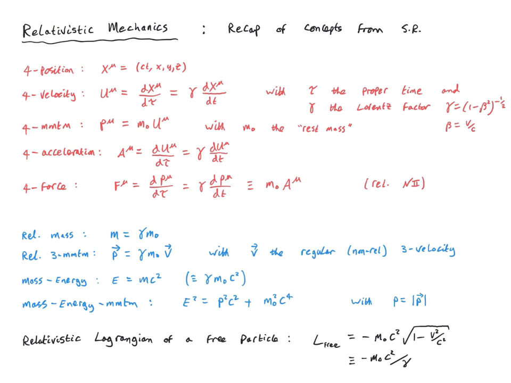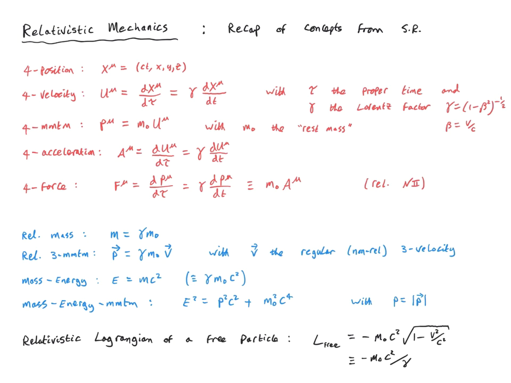We have Einstein's mass-energy relation. This tells us that E is equal to mc squared, but notice here that the m is the relativistic mass, it's gamma m0 c squared. And going further, we have the mass-energy-momentum relation, which connects the energy to the momentum as well as the rest mass. So E squared is equal to p squared c squared plus m0 squared c to the 4. And here notice that p is the scalar quantity, it's simply the magnitude of the relativistic 3-momentum as written here.